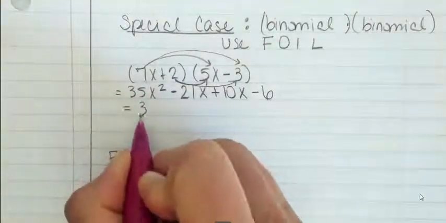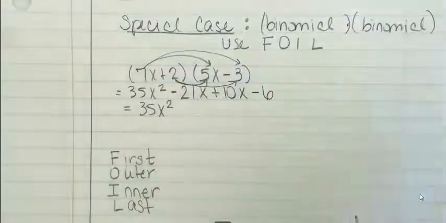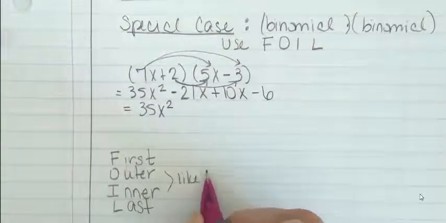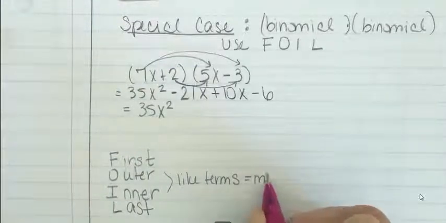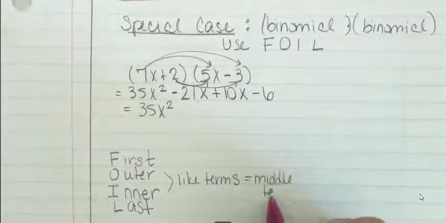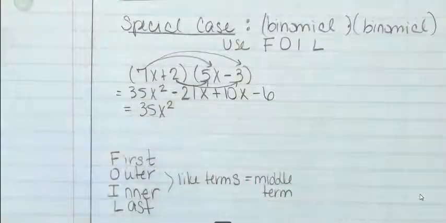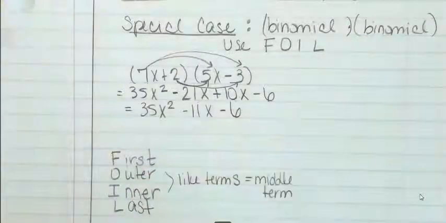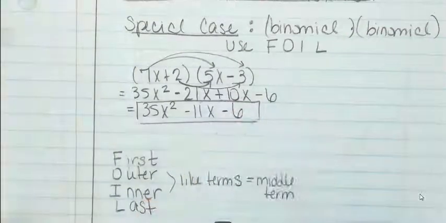So when I simplify it all out, I get 35x squared. My inners and outers are always like terms. These two right here are going to be like terms, and they will give you your middle term. So my middle term here is basically, because they're alike, I can combine them. I get negative 11x minus 6. Okay, so that is double distributing or FOIL.